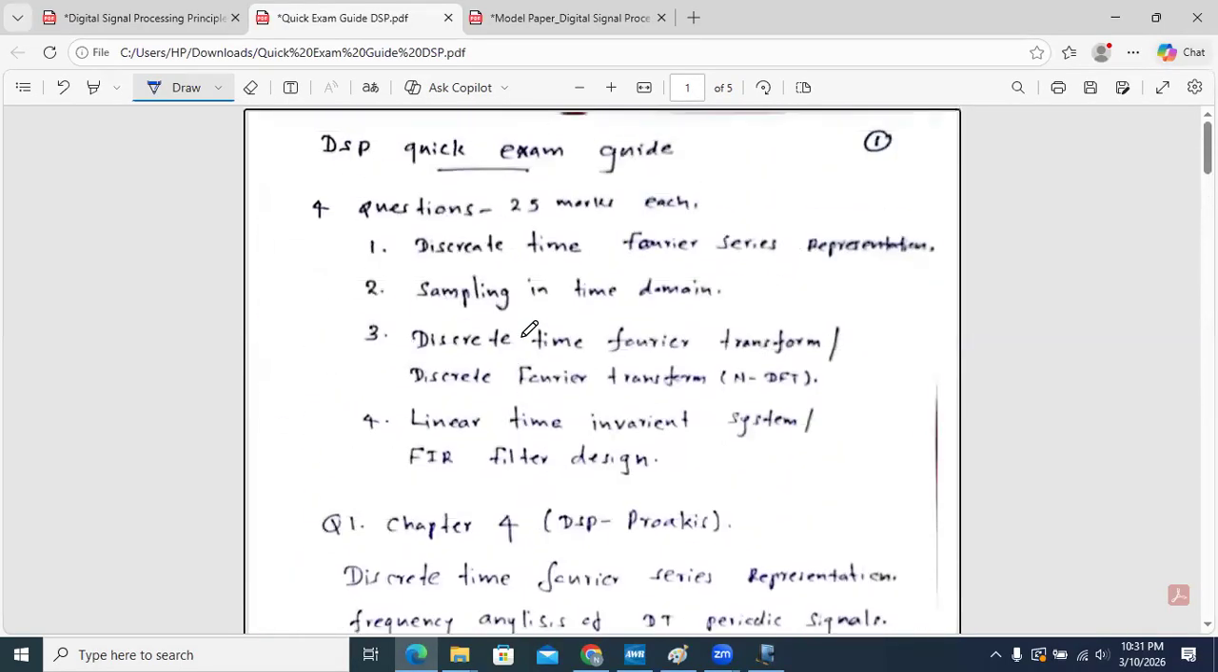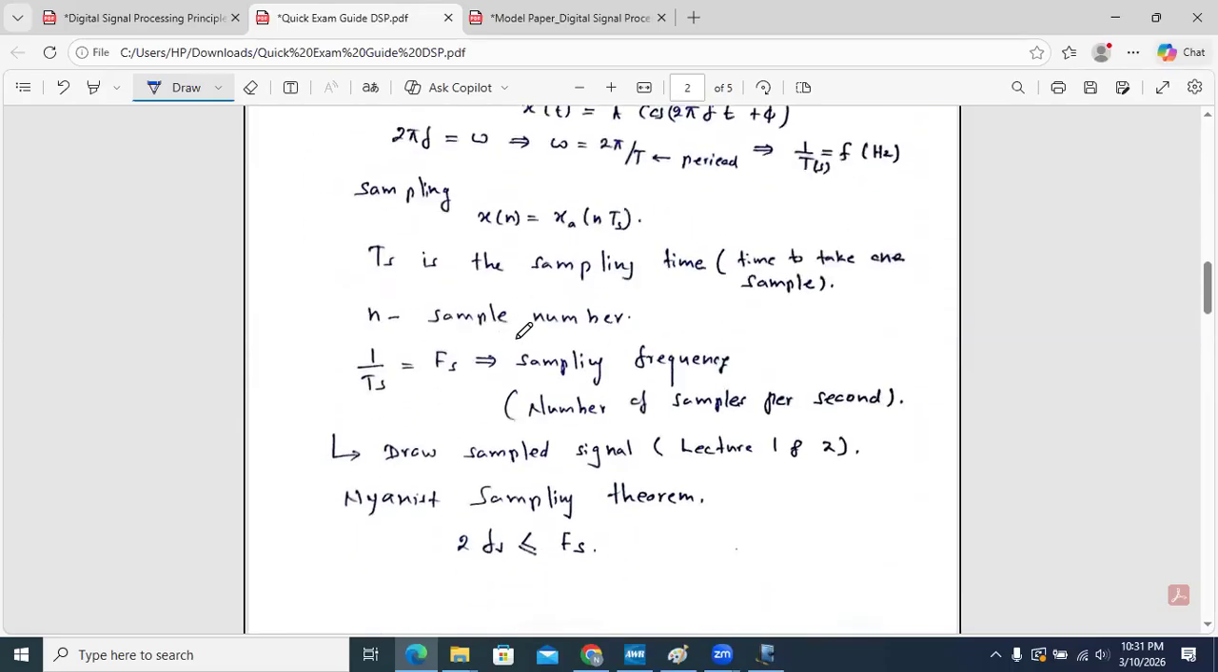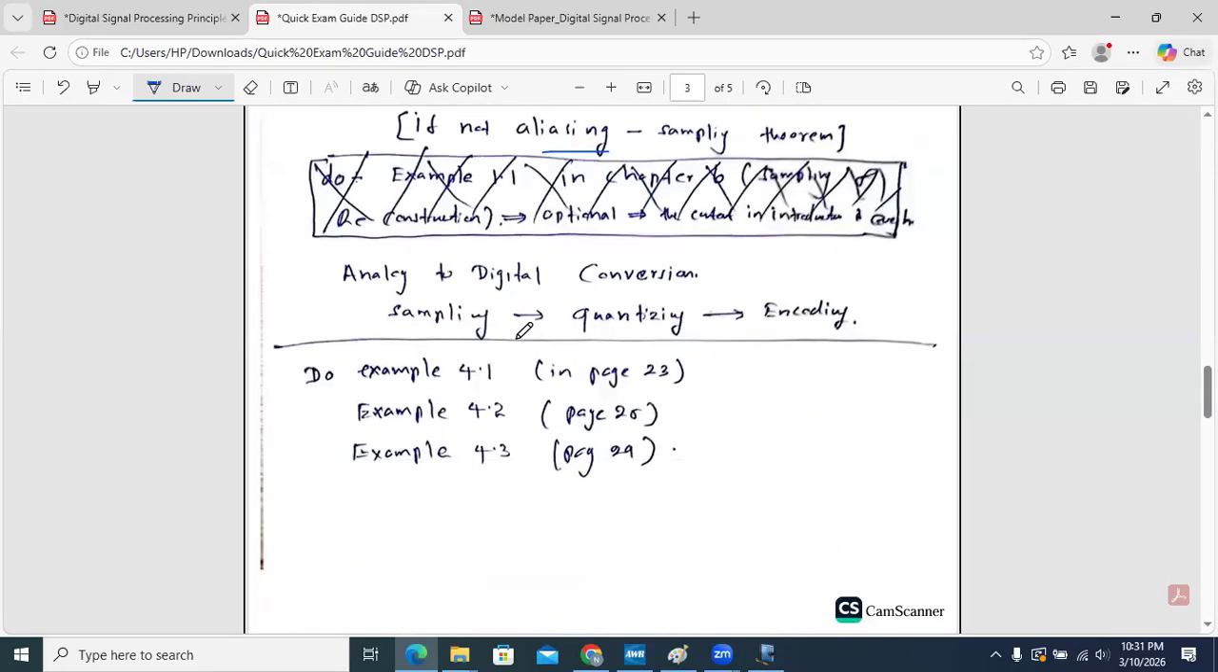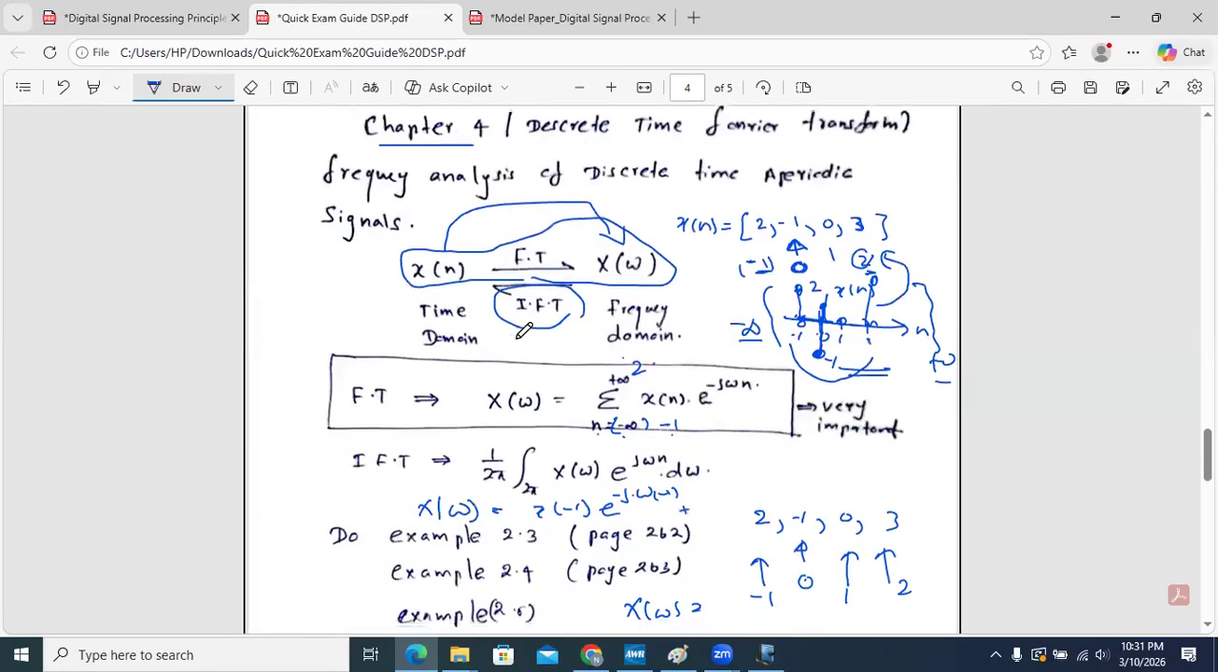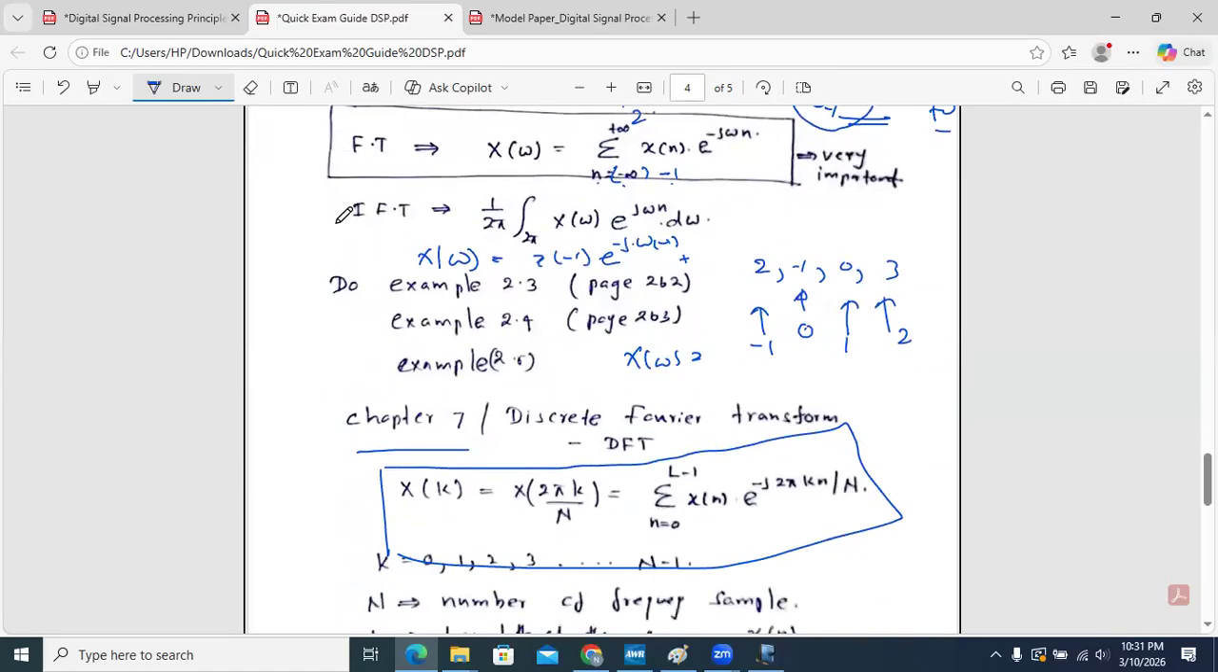To find the inverse Fourier transform, you have to apply this equation. If I give that question, just write this identity, even if you couldn't evaluate the integration. This integration will not be difficult. The exponential terms will be there.